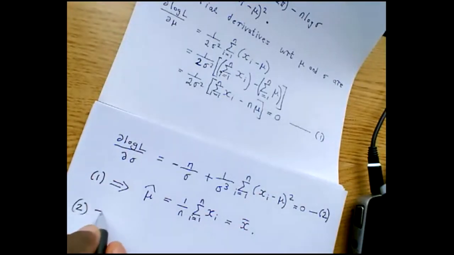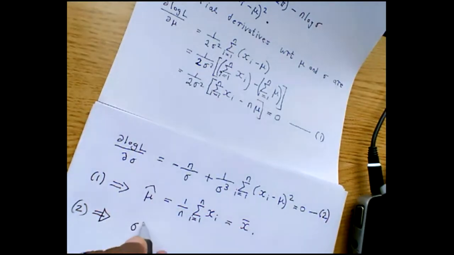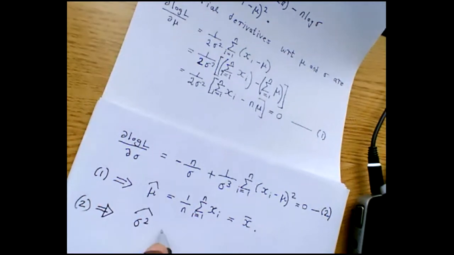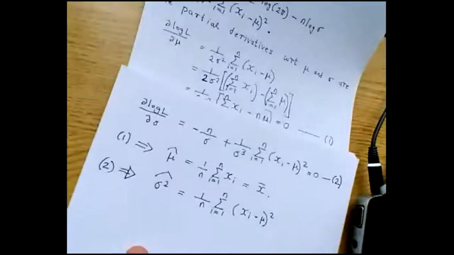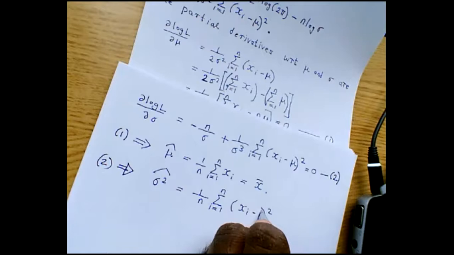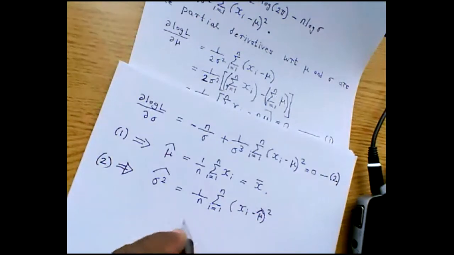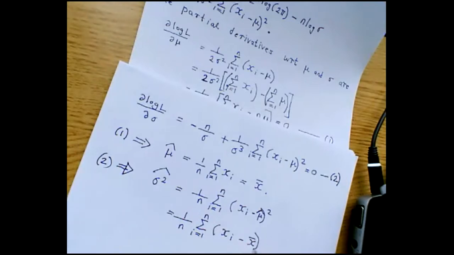Now from equation 2, which is this one, if you solve for sigma, you will get this, equal to 1 over n times the sum of xi minus mu squared. Now mu we already have estimated, so I'm going to replace mu by mu hat. So mu hat equal to x bar, so this will be 1 over n times the sum of xi minus x bar squared. So this is the MLE for sigma squared, and this is the MLE for mu.